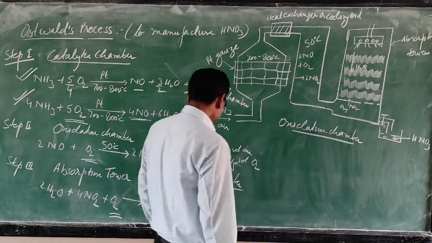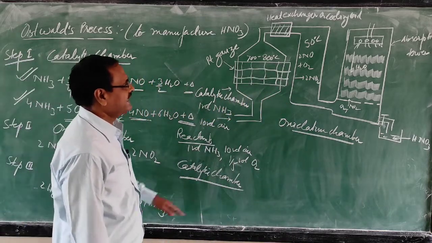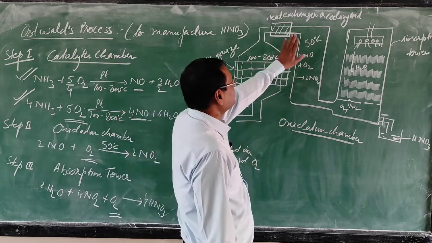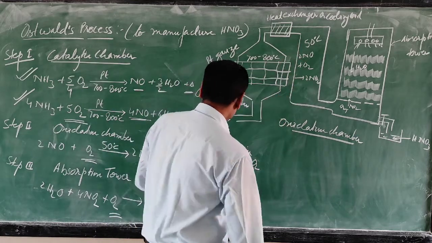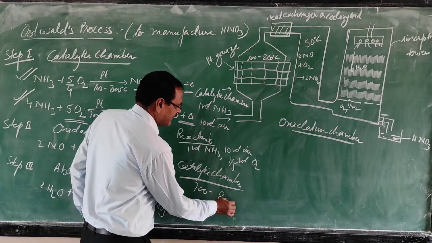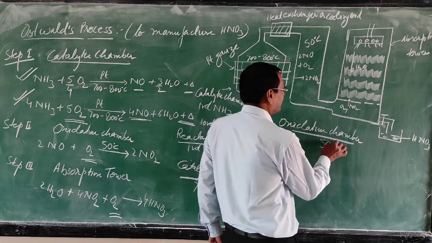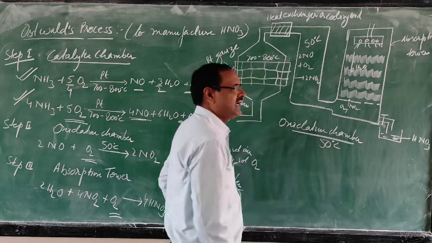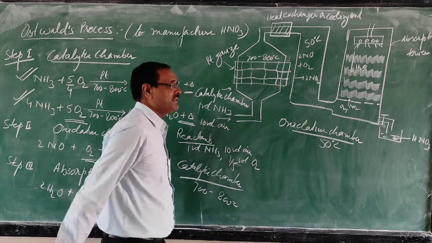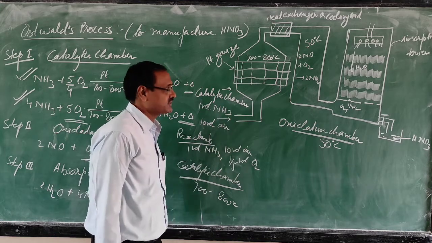When the gas comes from the catalytic chamber, it will not be allowed to pass directly into the oxidation chamber, because here the temperature is 700 to 800 degrees Celsius, but in the oxidation chamber it is 50 degrees Celsius. If the temperature is above 50, decomposition of nitrogen dioxide will take place.